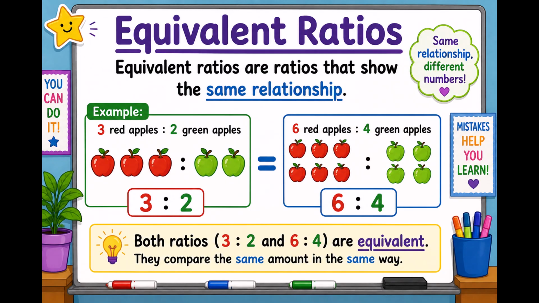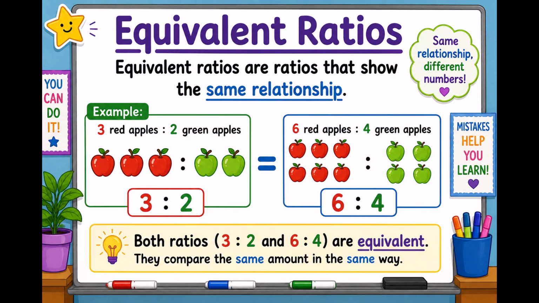So look at the first example that we have already covered. 3 red apples, 2 green apples. So it's 3:2. Now look at the second example. Now there are 6 red apples for every 4 green apples. So the ratio is 6:4.